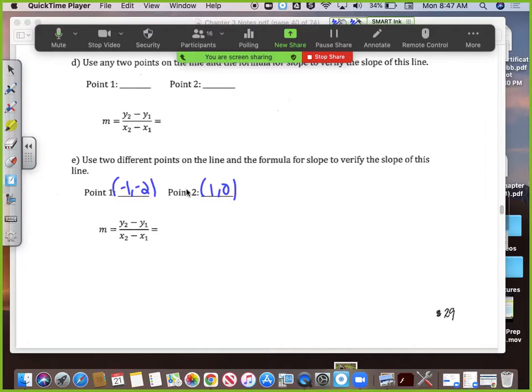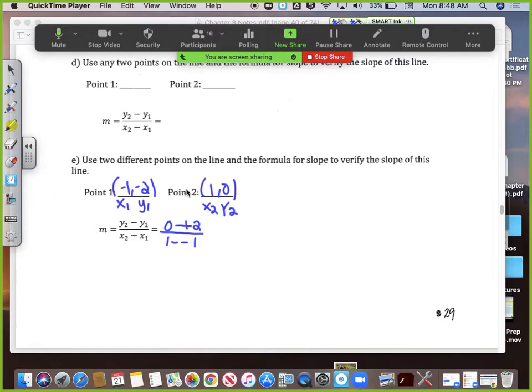All right, so we use these 2 points instead. This is the first x, so that's x1. This is the first y, this is y1. This is the second x, this is the second y. So when I use the formula, I'm going to be doing y2, which is 0, minus y1, which is negative 2, over x2, which is 1, minus negative 1. I would have to be very careful with the double negatives for both the numerator and denominator.